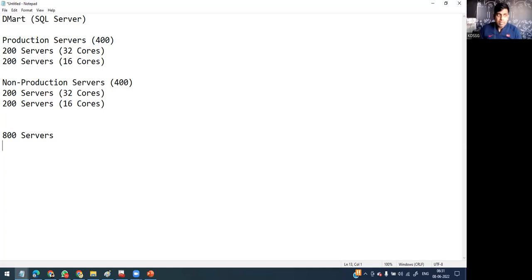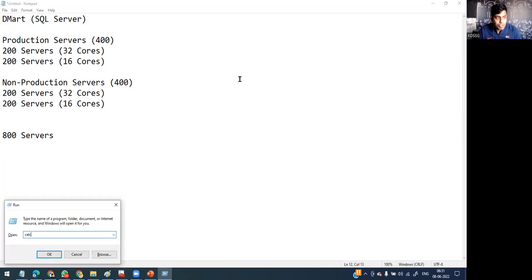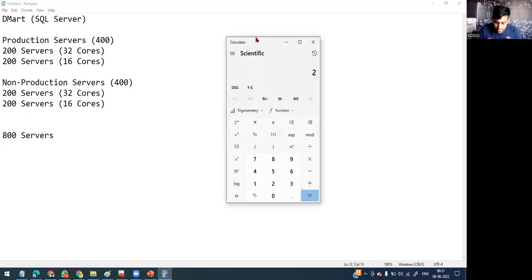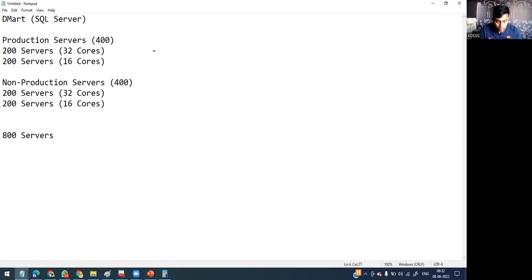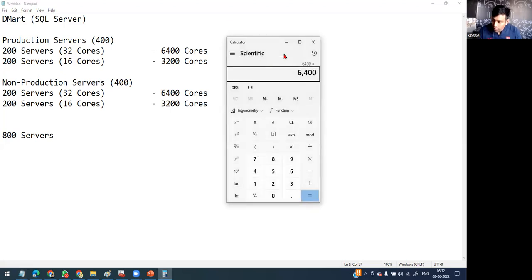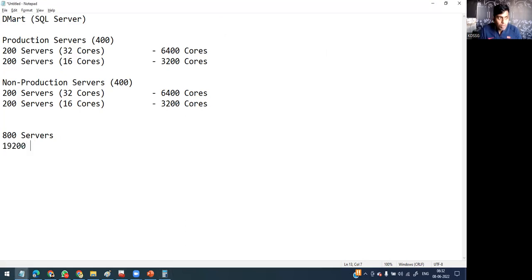Total. Now, assuming you are using the core-based billing model, you need to pay. So let's do a small calculation. 200 servers into 32 cores, so 6,400 cores. Here you have 6,400 cores in total. And for the 16-core servers, half of it, 3,200. So for the production servers, 6,400 plus 3,200 is 9,600, and for non-production, again 6,400 into 2 is 12,800 and so on. Altogether, 19,200 cores.